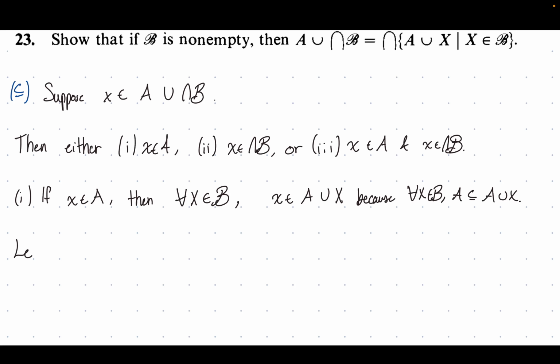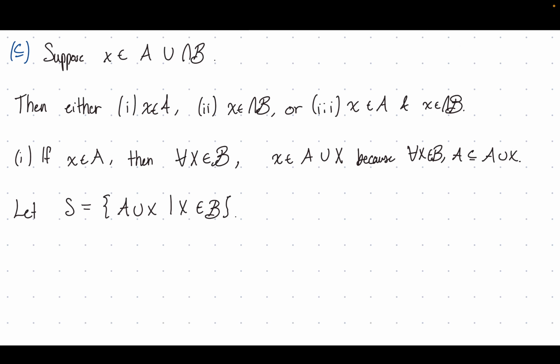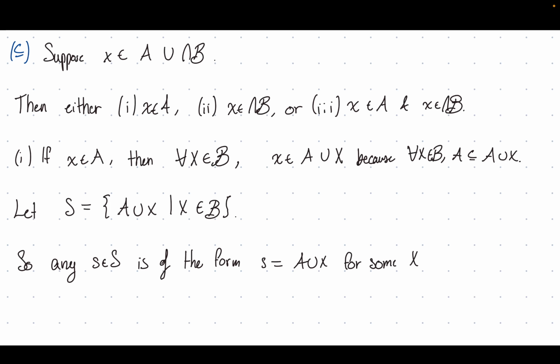Let big S equal the set we're working with, A union X such that X is in script B. So any little s in S is of the form little s equals A union X for some big X in script B. Okay, cool.